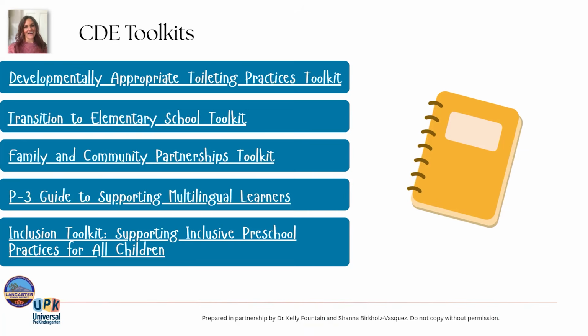Family and community partnership toolkit. That one is relatively new. That is to support programs in creating welcoming environments in their schools and programs for families. We have the supporting multilingual learners guidebook that pulls in all of the resources that have been shared throughout the state previously. And then we have our relatively new inclusion toolkit, supporting inclusive preschool practices for all children. For this one, there will be a webinar next week showcasing this toolkit and talking a little bit more about what's in it.